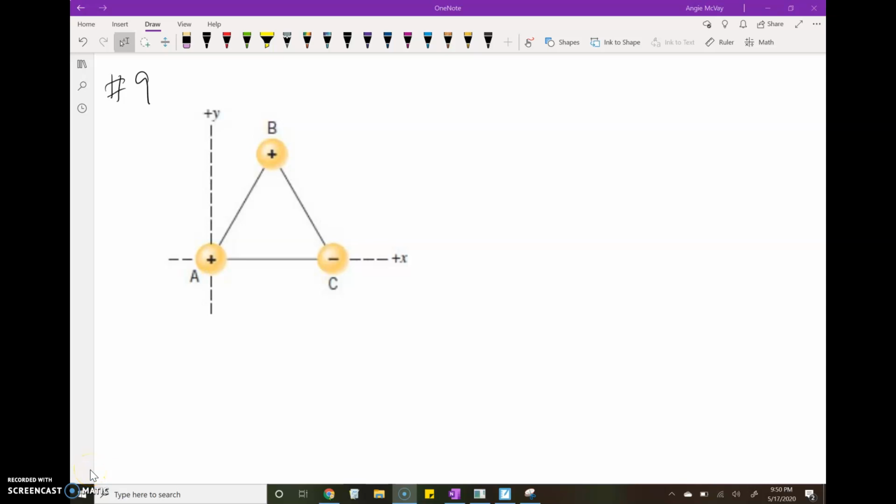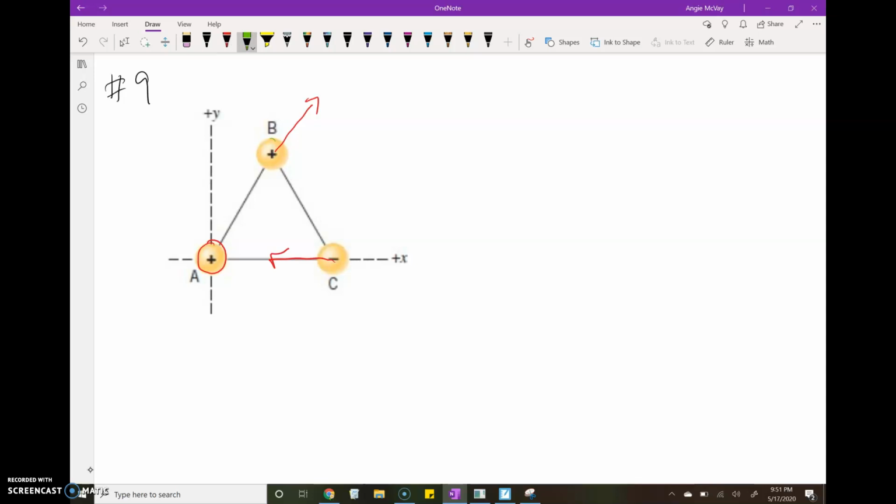This is number 9. It's a little bit weird, so I'm going to try and draw it as best that I can. So let's look at charge A and look at what forces charge A is exerting on the other two charges. So charge A is exerting an attractive force on charge B. Oops. It's exerting a repulsive force on charge B, and it's attracting charge C.